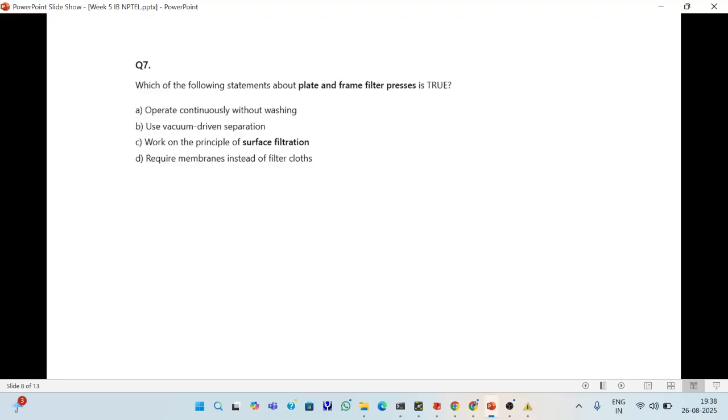Which of the following statements about plate and frame filter presses is true? Operate continuously without washing, use vacuum driven separation, work on the principle of surface filtration, require membranes instead of filter cloths. Start answering.